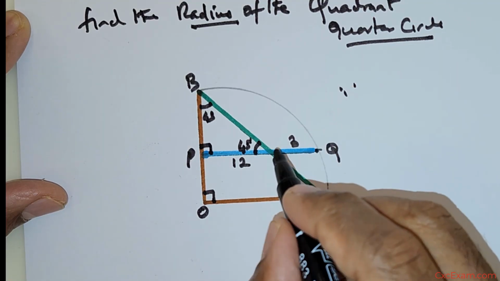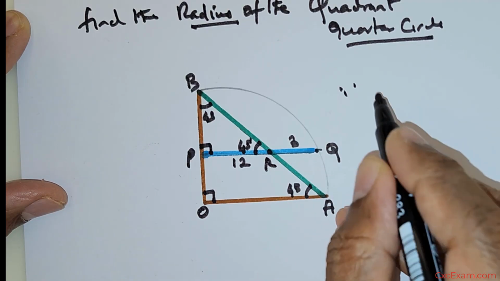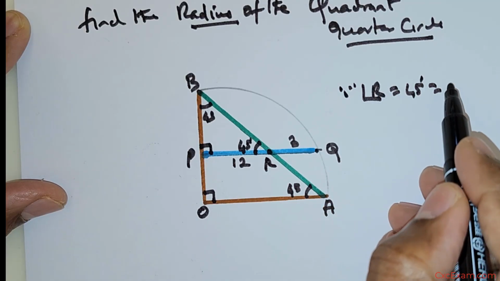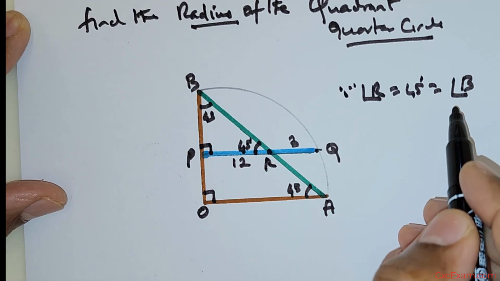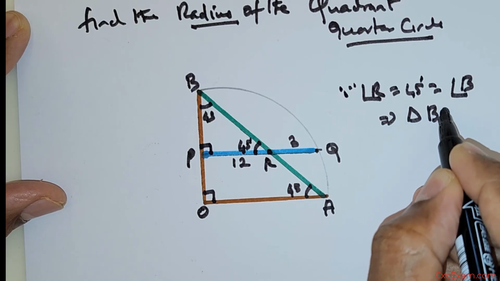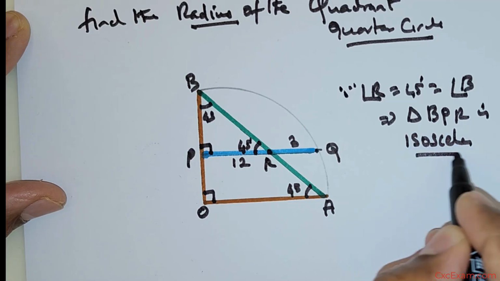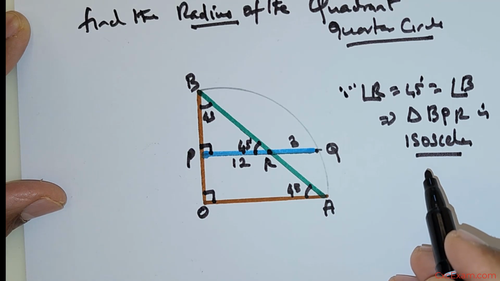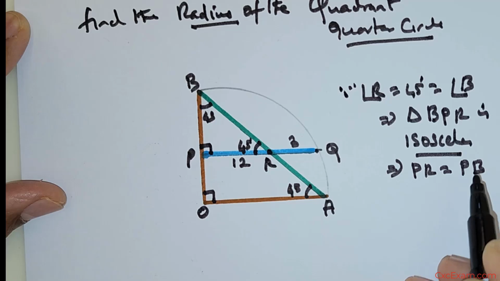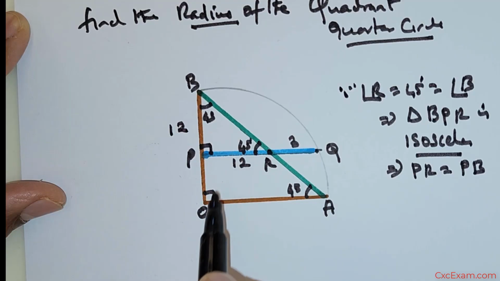Now since angle at, let me take this as capital R. Since angle at capital R is 45 degrees, which in turn is also equal to angle at B, this means triangle BPR is isosceles. So this in turn would mean PR will be equal to PB. PR is 12, PB will also be 12.